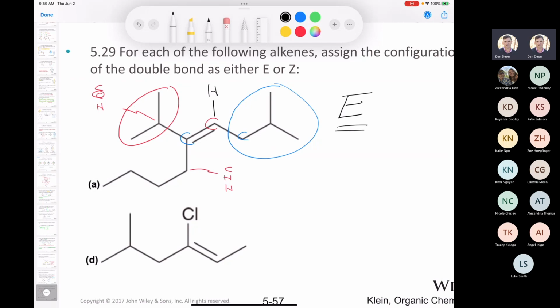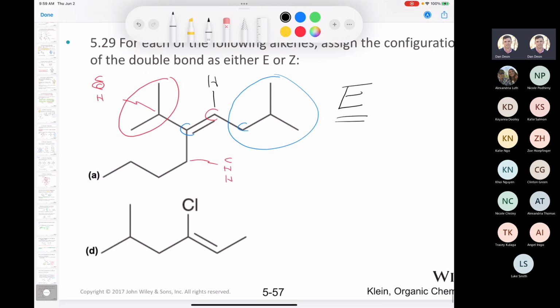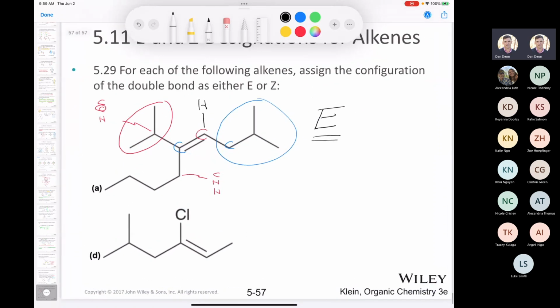And let's look at the one on the bottom. Could anybody assign this one? Could anybody tell me? Would the one on the bottom be E or Z? I'll draw the hydrogen in here. Does anybody have an idea about the one on the bottom, D? Yeah, I think that my students are right.